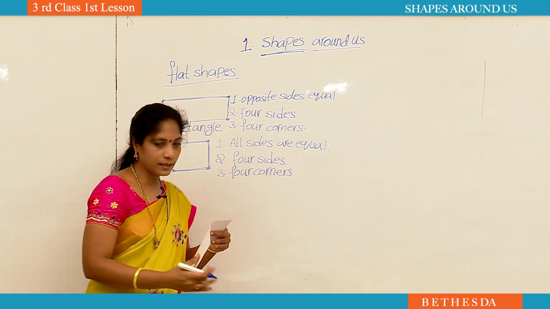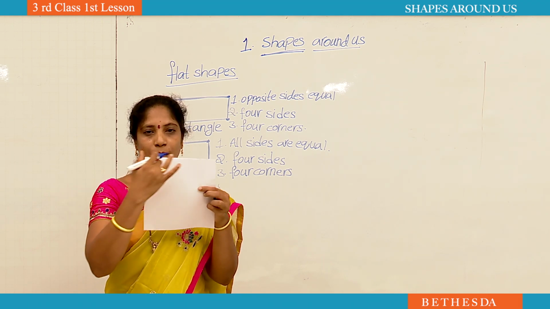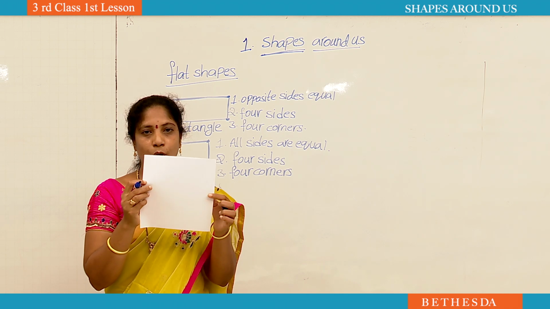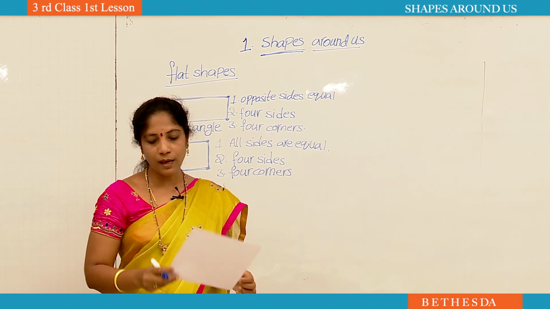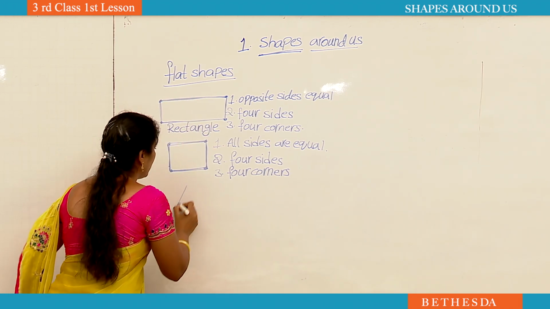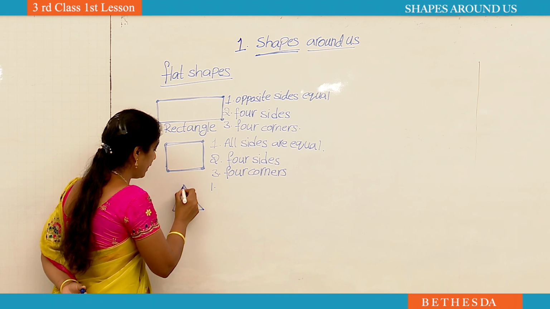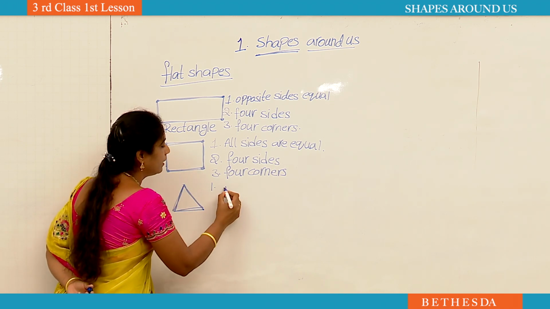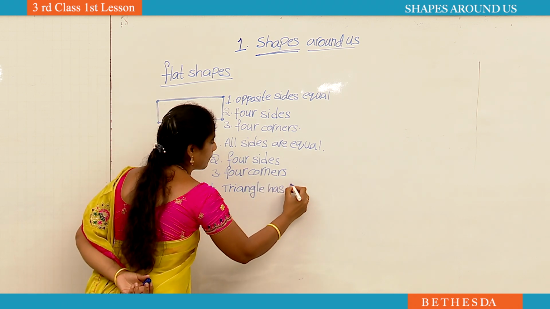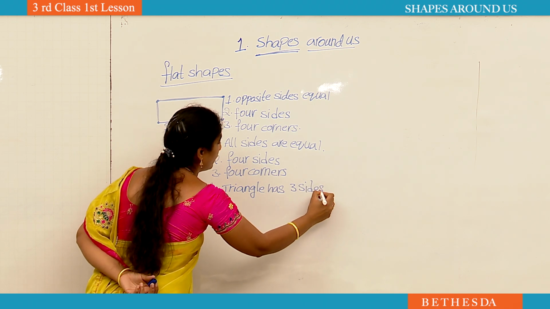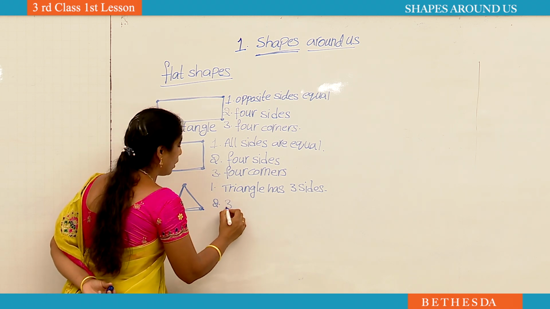You can observe this is the square shape. In this we have all sides equal, 4 sides and 4 corners. These are the corners, 4 corners. Next one is triangle. Now how many sides does a triangle have? A triangle has 3 sides. And how many corners? You can observe 1, 2, 3. 3 corners.